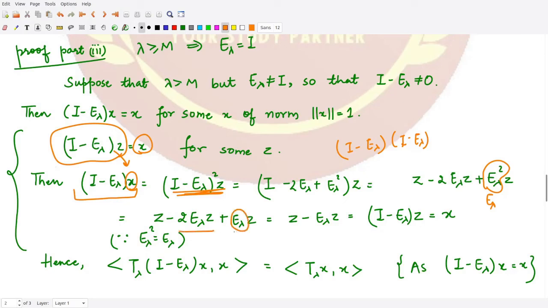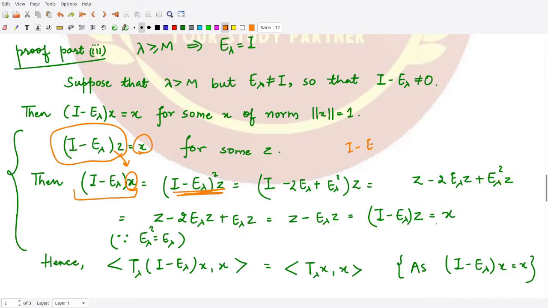So you could add and subtract these terms, and you land up at this term, and you can again take out z, so you have the term I minus E_lambda of z. And what is this term, I minus E_lambda of z? That is nothing but x only. So you see, we started with I minus E_lambda x, and this is nothing but equal to x, right? So we have this thing.